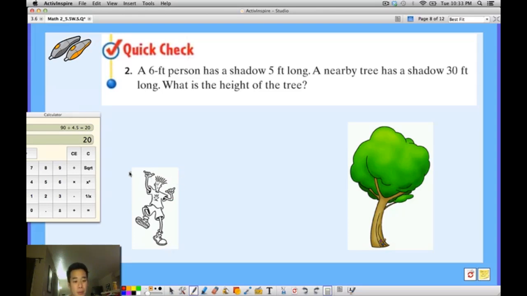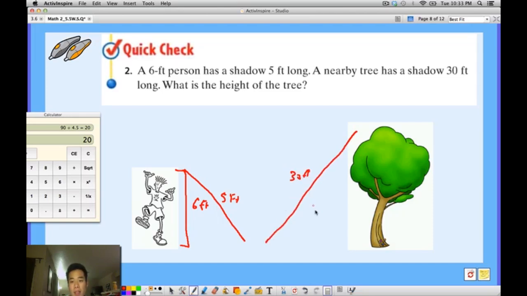So I know that this person right here, he is 6 feet tall. I also know that he casts a shadow, so a shadow looks like this. That is 5 feet long. A nearby tree has a shadow, so here's the tree. The shadow is 30 feet long, and I need to figure out what his height is in h.